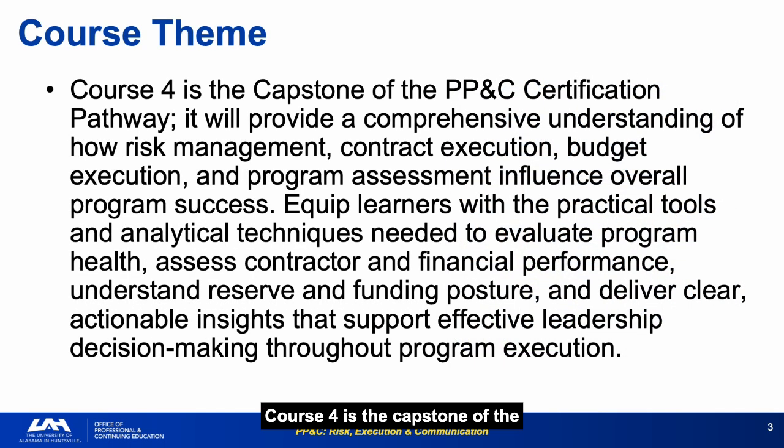Course 4 is the capstone of the PP and C certification pathway, where the planning and analysis skills from courses 1 through 3 are applied to contracts, budgets, checklists, and the real communication challenge. This course closes the loop on the PP and C hierarchy. By the end, students are operating at level 4 and 5, assessing, integrating, and communicating, not just reporting. If you have completed courses 1 through 3, you have the analytical foundation. Course 4 is where you learn to use it.